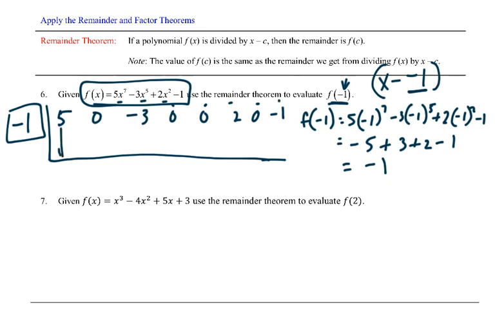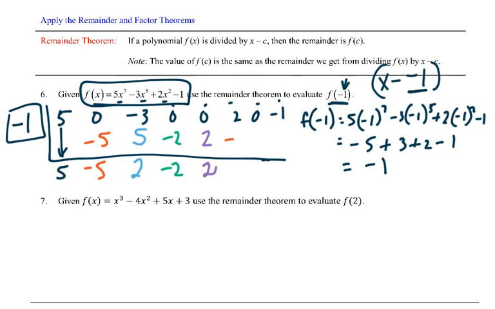Okay, so then I bring down my leading coefficient. -1 times 5 is -5. 0 plus -5 is -5. -1 times -5 is equal to +5, and -3 plus 5 is equal to 2. -1 times 2 is equal to -2. 0 plus -2 is equal to -2. Notice how I need those zeros there. I couldn't just skip over them. -1 times -2 is equal to +2. 0 plus 2 is equal to 2.